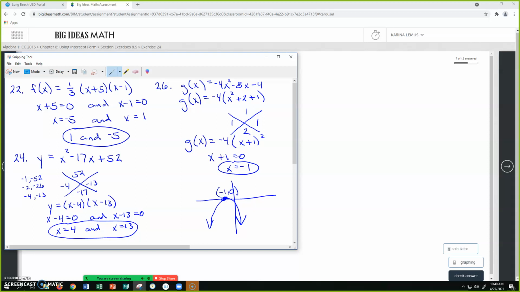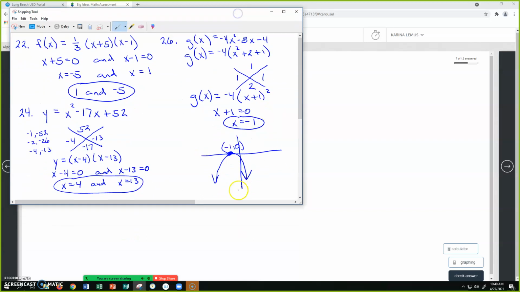Okay. Now the last two are kind of interesting because they are not going to be parabolas. So I think I want to do them. Maybe I'll graph them both, but I'll do 28 on paper here. So can I widen? I don't think I can widen this thing. So make it any bigger.